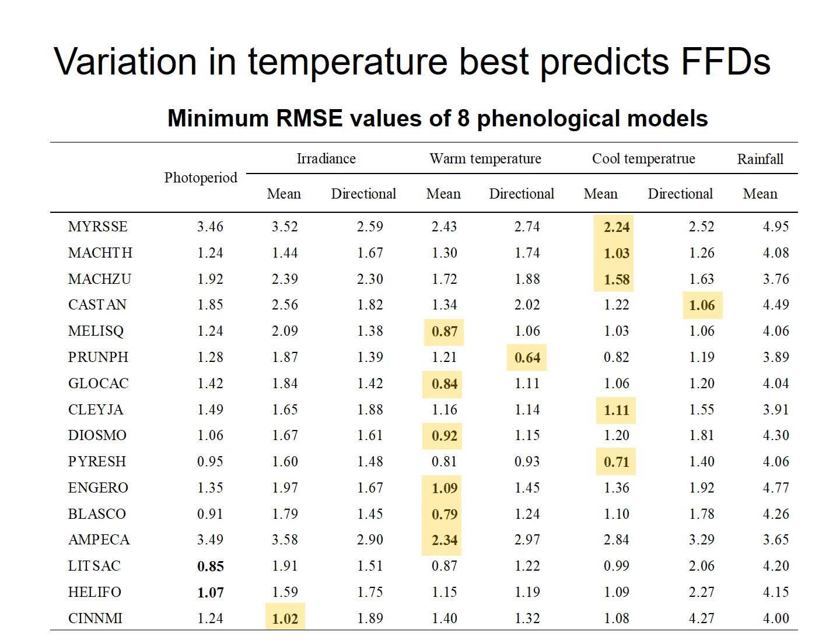Irradiance had higher RMSE values than the temperature model and were larger than 1.5 for most species, and only one species had the lowest minimum RMSE value for the irradiance model. The rainfall model failed to explain the variation in FFDs in any species. Most of the RMSE values were larger than 4.